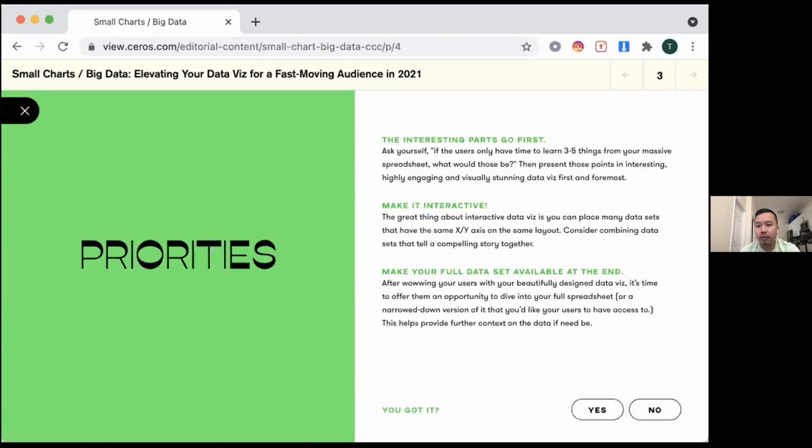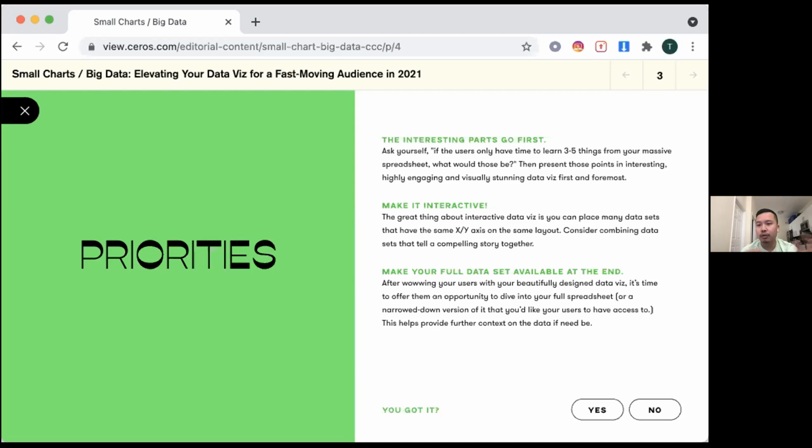Consider connecting a few sub data sets into an interactive data viz. The cool thing about interactive data viz is you can place as many data sets that have the same X, Y axes on the same layout. So, things like time versus money, time versus population, etc. So pick a few data sets that have those values and see if together they can combine and tell a cooler story. That's something to consider.